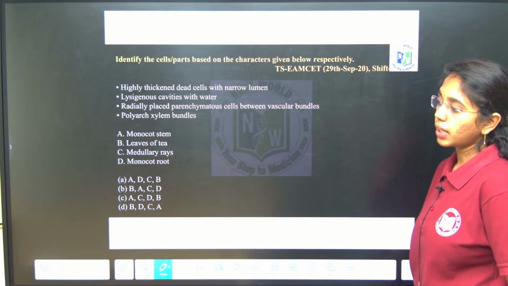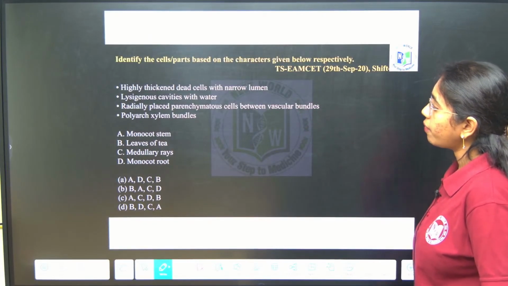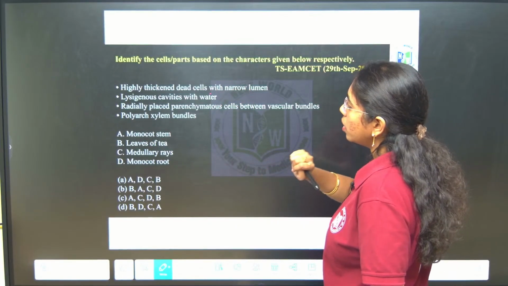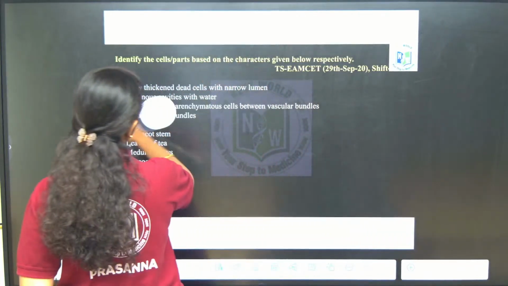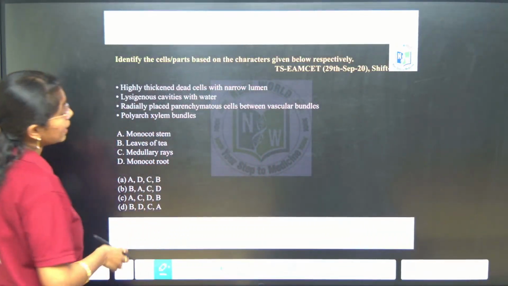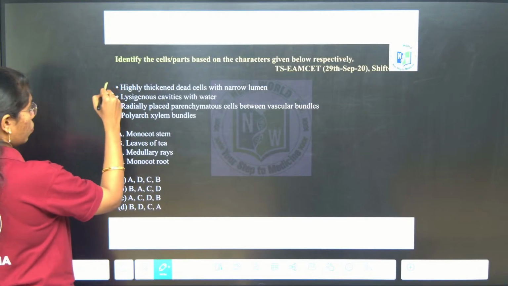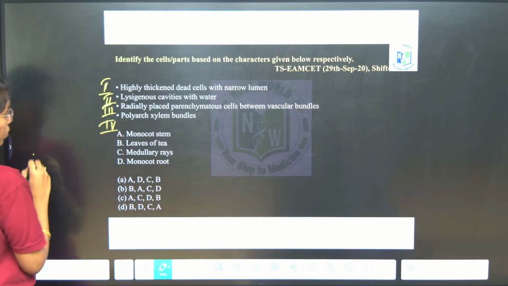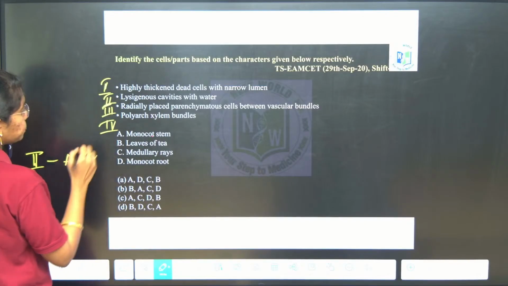Again match the following type only. You have to identify between these two lists. Highly lignified dead cells with narrow lumen, you can see it in monocot stem. Look into the other also. Lysigenous cavity, this is 1, 2, 3 and 4. Lysigenous cavity is observed in monocot stem, that is A.